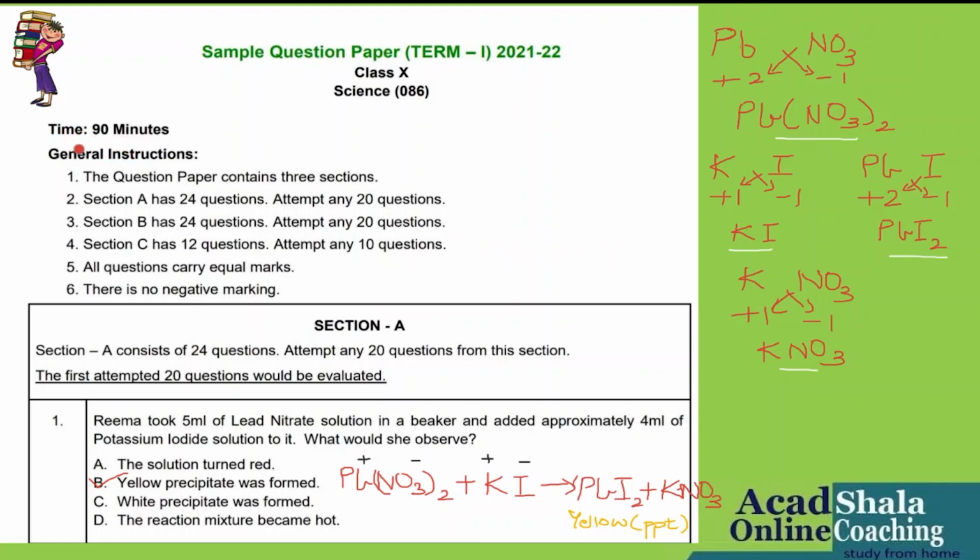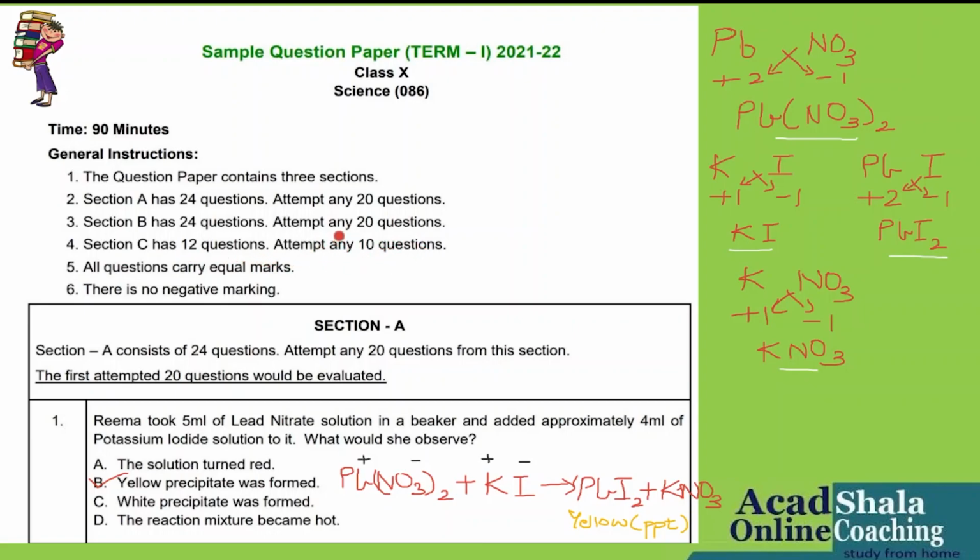Children, they have said that the time is 90 minutes for your exam and the question paper contains 3 sections: section A, section B, section C. Section A contains 24 questions. Out of 24, you have to attempt any 20. Section B, again, has 24 questions. You have to attempt any 20. Section C has 12 questions. You have to attempt any 10 questions.